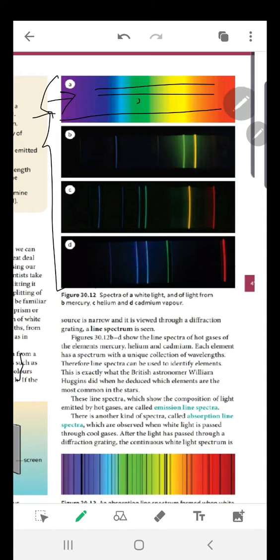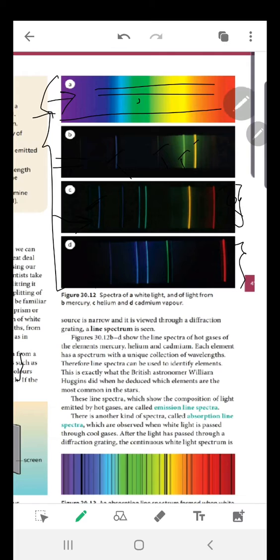All these colors. If I pass mercury through a diffraction grating, I'm going to get only these colors, so it doesn't contain the whole spectrum. If I pass helium through a diffraction grating, I'm going to get these colors. And if I pass cadmium vapors, I'm going to get these colors. Now, by seeing the colors, you can actually predict the chemical. And it was done before.